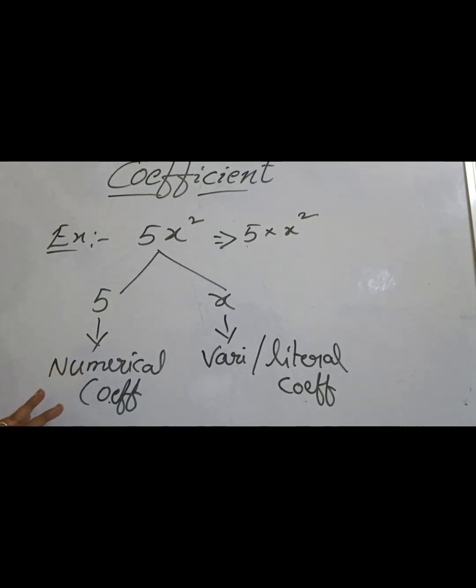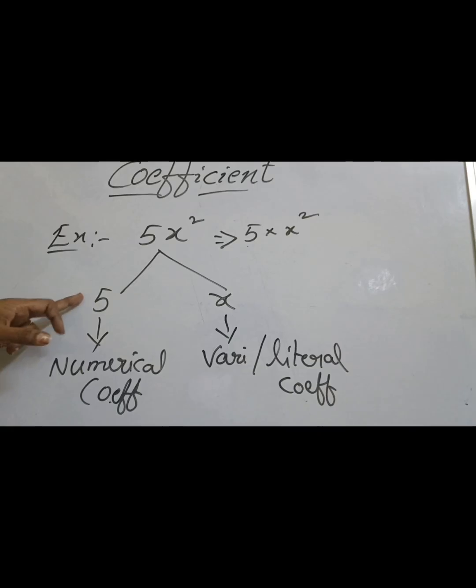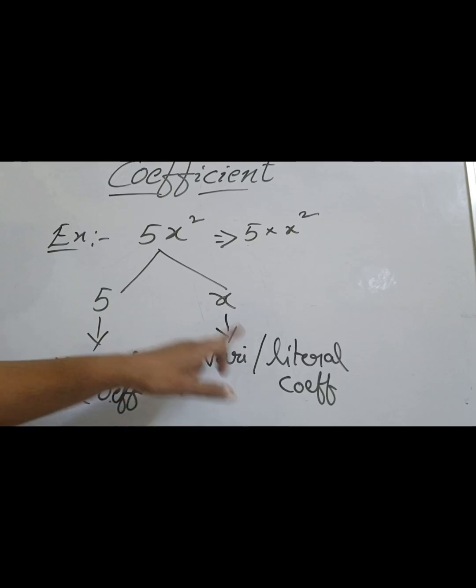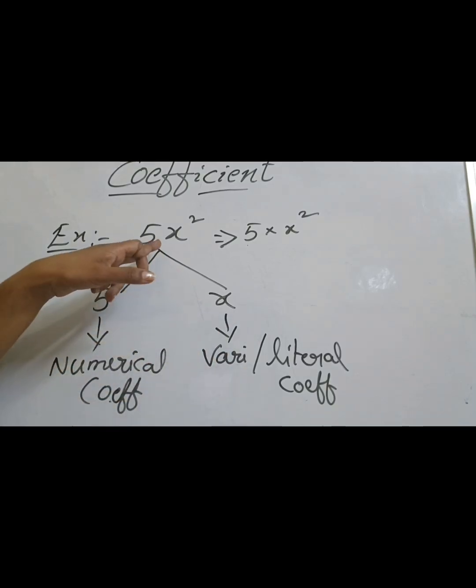So this is nothing but the coefficient, children. In coefficients also we can see the numerical coefficient and the literal coefficient. The numerical coefficient is nothing but a numerical number which is a factor of the given term, and the literal coefficient is nothing but a variable which is a factor of the given term, right?